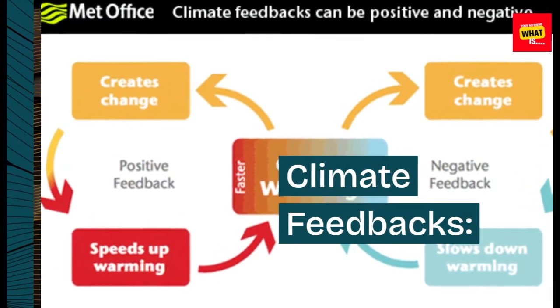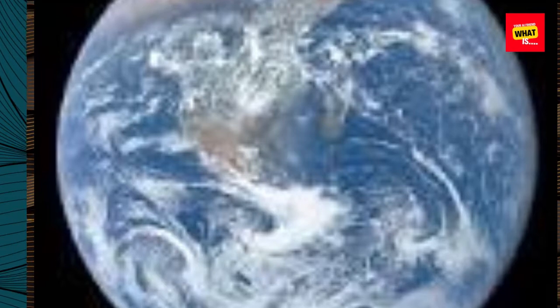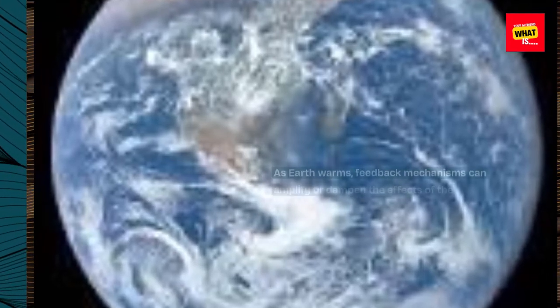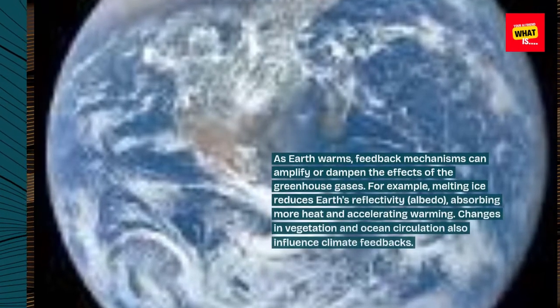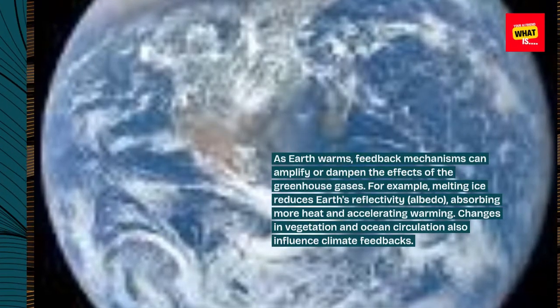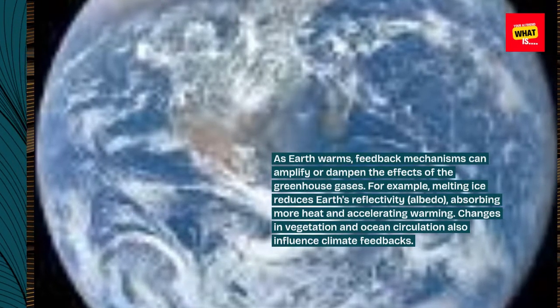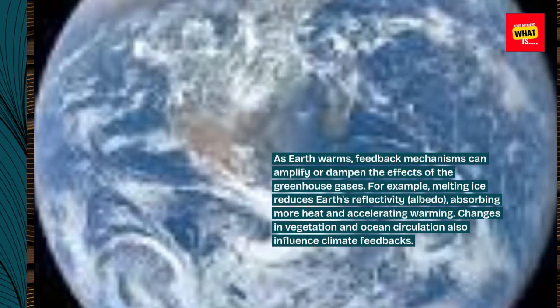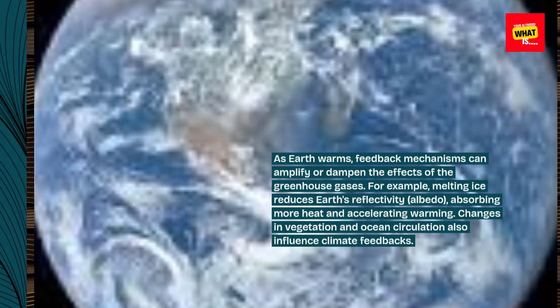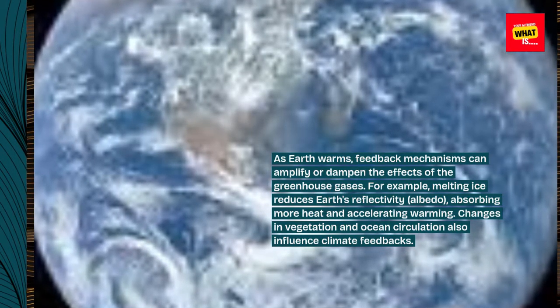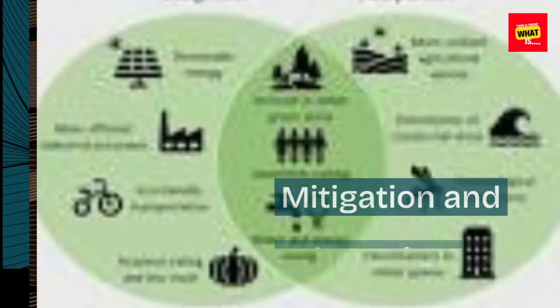Climate feedbacks. As Earth warms, feedback mechanisms can amplify or dampen the effects of the greenhouse gases. For example, melting ice reduces Earth's reflectivity, albedo, absorbing more heat and accelerating warming. Changes in vegetation and ocean circulation also influence climate feedbacks.